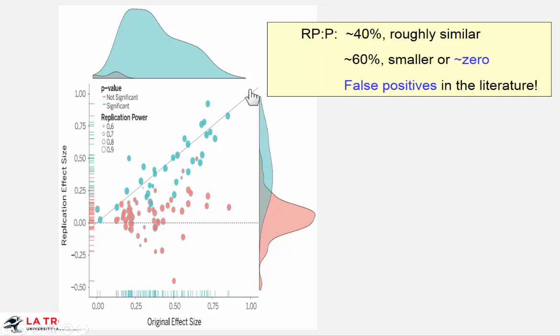Dots that are close to this line up here found very similar effect sizes in the original and in the replication.